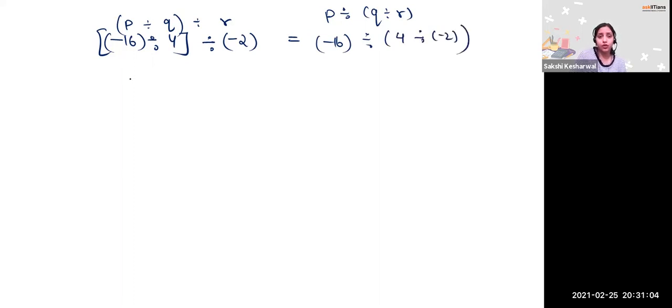So 16 divided by 4 is what, beta? Minus 4 divided by minus 2. So negative divided by negative is what? The answer is positive. So 4 divided by 2, your answer is 2, right?